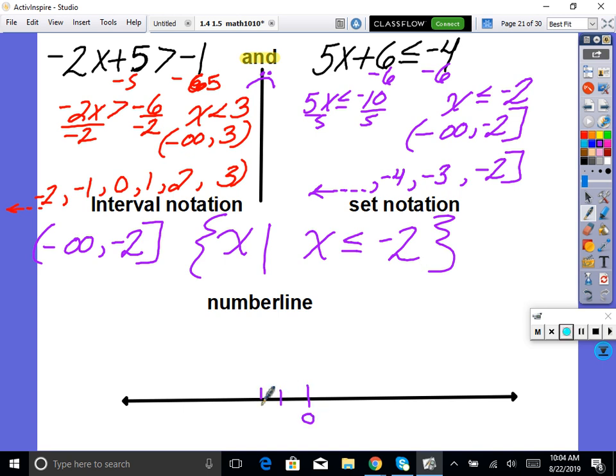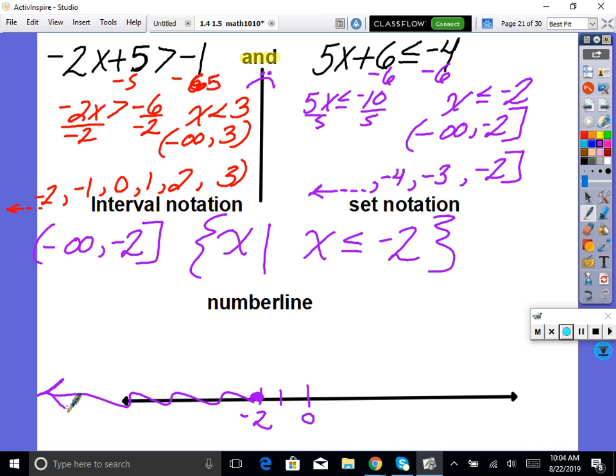0, 1, 2. Let's do a closed circle, going that way. Because it's not bouncing between two numbers, like we would never write x between -infinity and 2, because infinity is not a number. The other one was bouncing between two numbers. This one just starts at -infinity and comes up to -2. So we can just say x value is less than or equal to -2. Does that make sense? Great question.